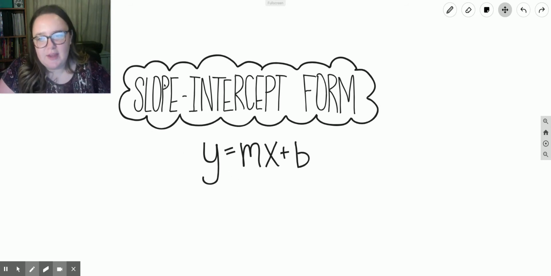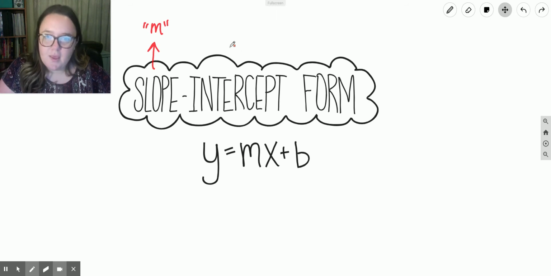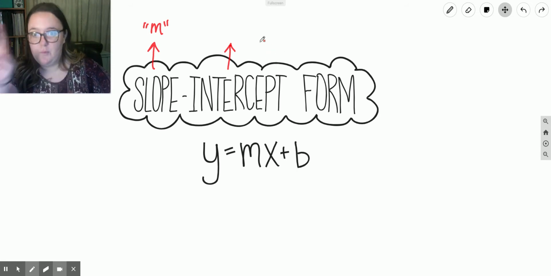So let's break down this word real quick. Slope-intercept form. I know that this form or this formula is going to have a slope, and we know that slope is represented by the letter m. We've been talking about slope for so long now. So slope is represented by m. And we're also going to have an intercept. So this formula has two parts. It has a slope and an intercept.